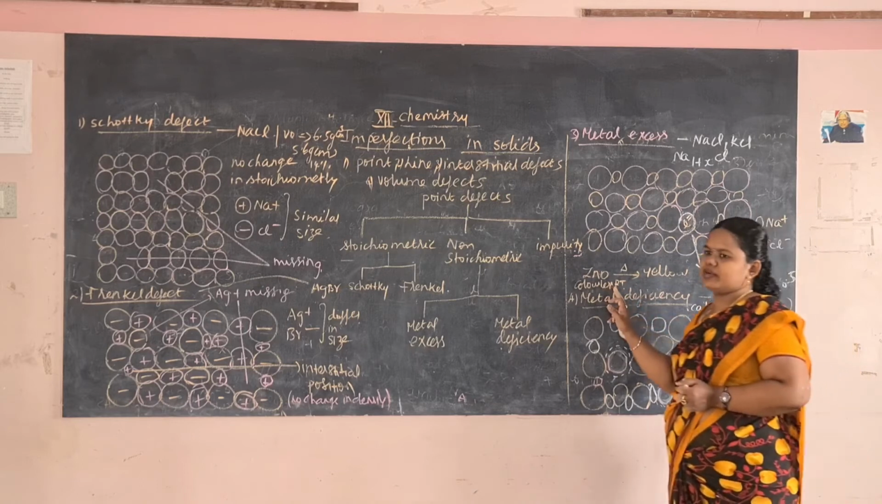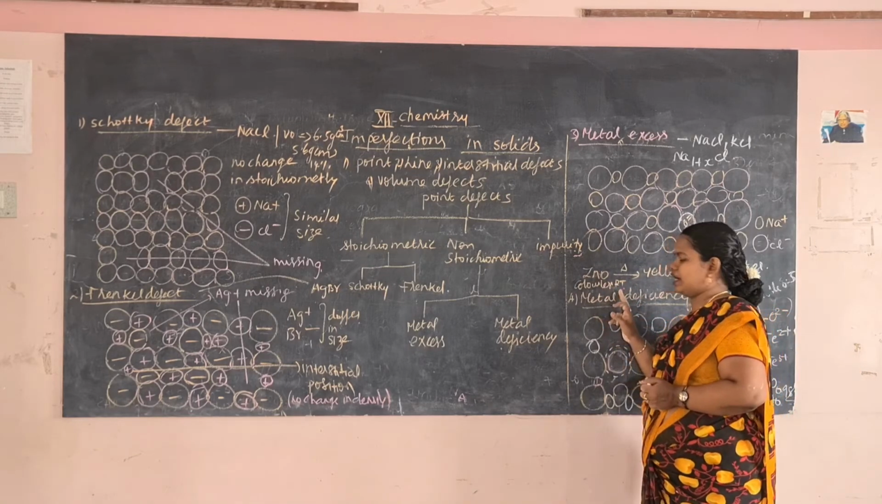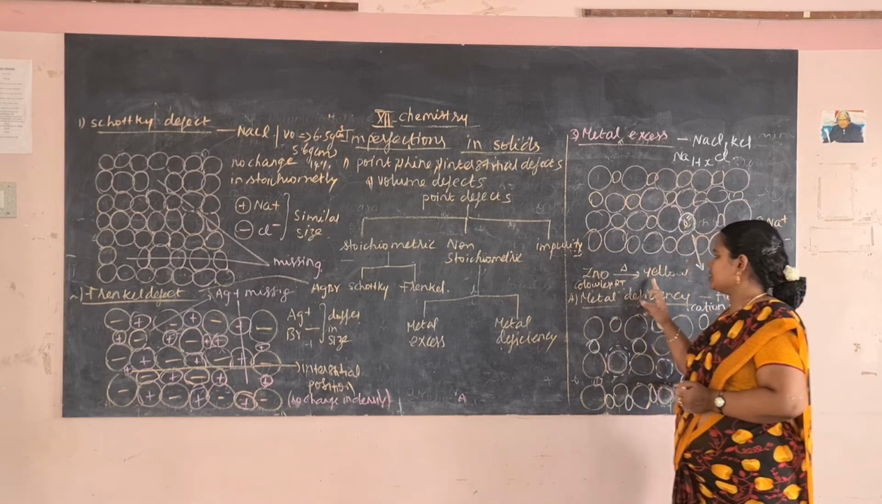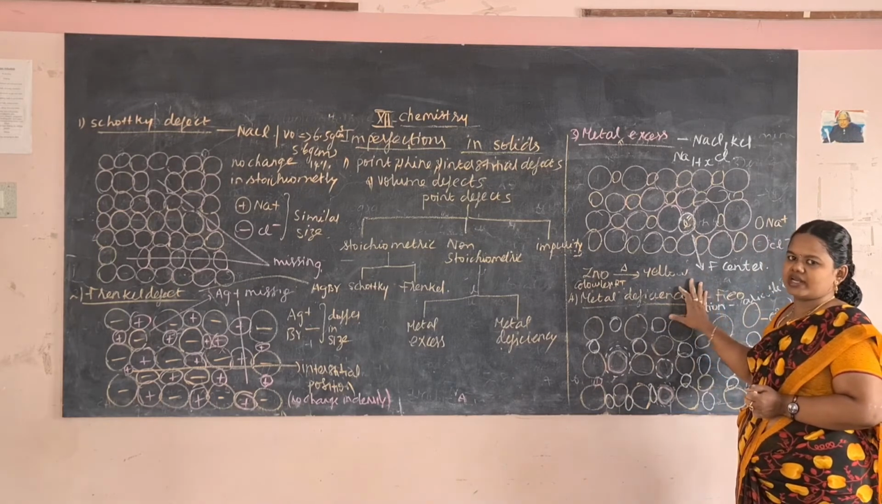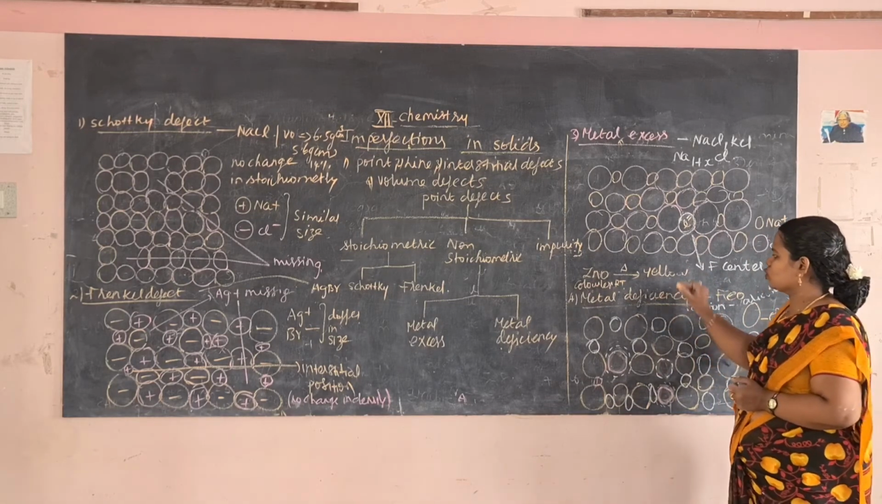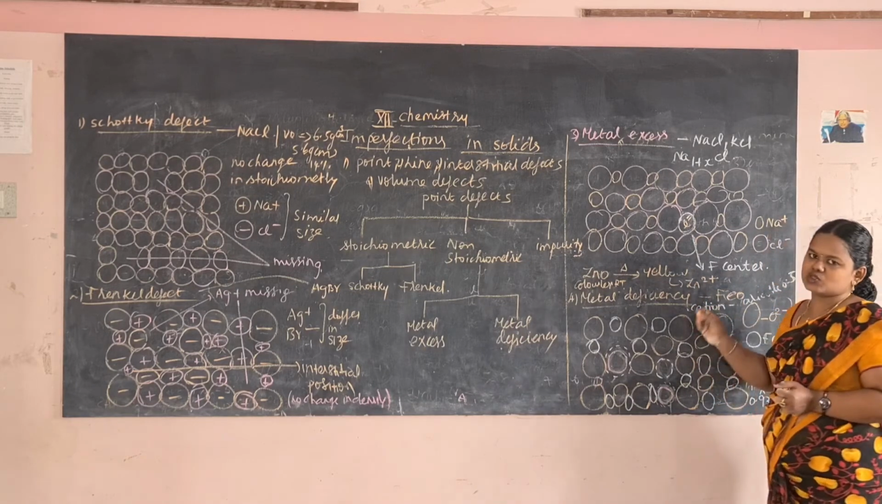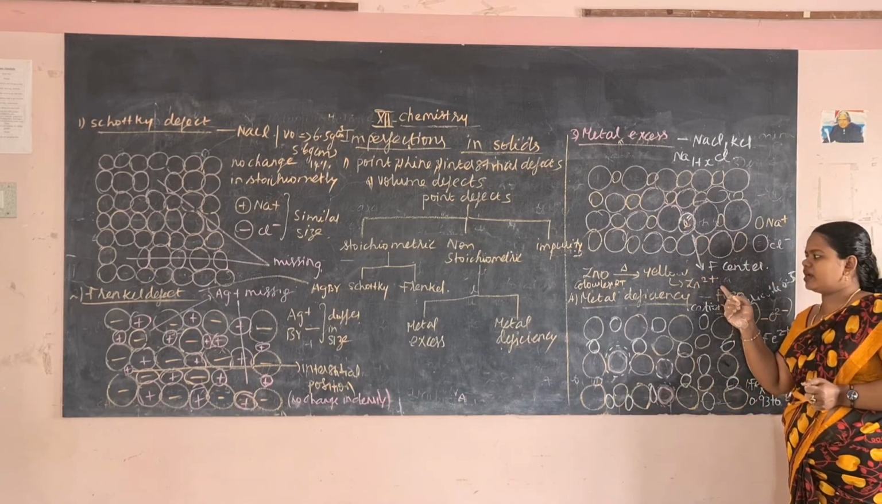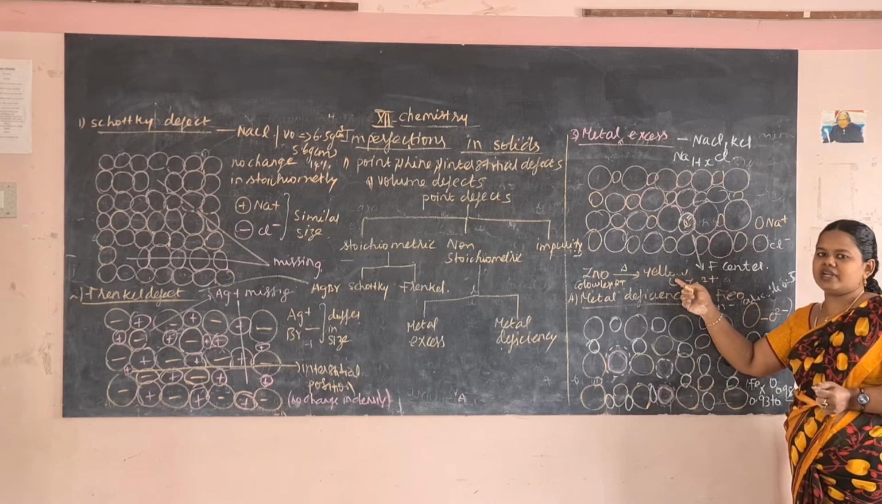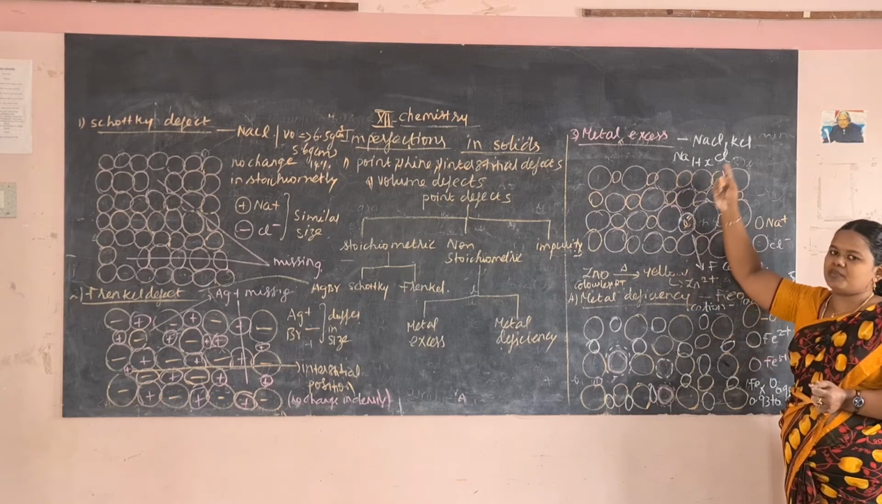And another example is zinc oxide. Zinc oxide is colorless in room temperature. When it is heated, it becomes yellow in color. This is due to the zinc 2 plus ion. The excess zinc 2 plus ion that is present causes the yellow color when it is heated. So this is an example for what?